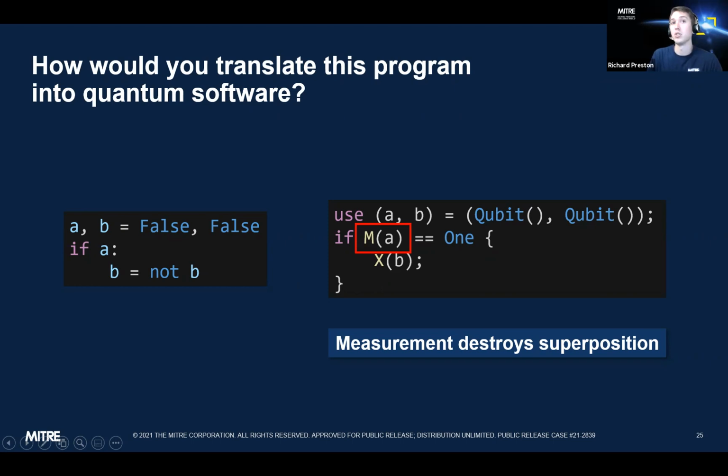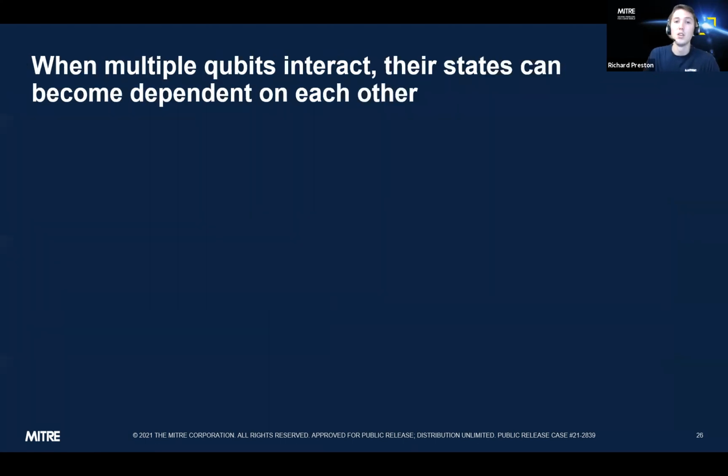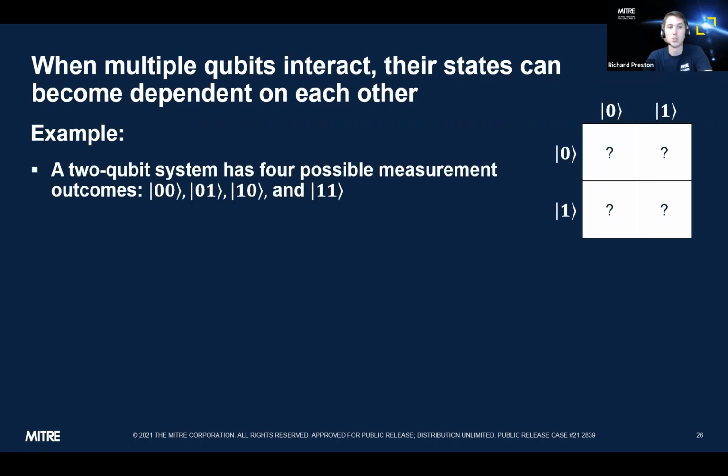So I'm going to introduce a new principle that is going to allow us to do interesting computation like this that doesn't require us to measure. It's going to allow qubits to interact with each other. When multiple qubits interact, their states can become dependent on each other. Let me give you an example. Suppose you have a 2-qubit system. In a 2-qubit system, we have 4 possible measurement outcomes: 0, 0, 0, 1, 1, 0, and 1, 1.